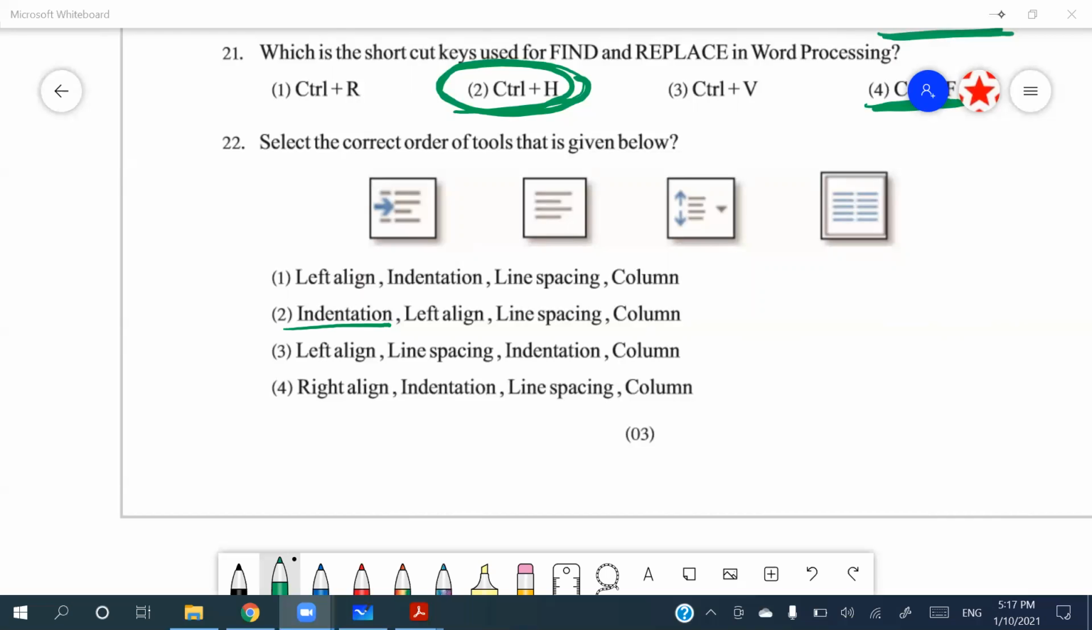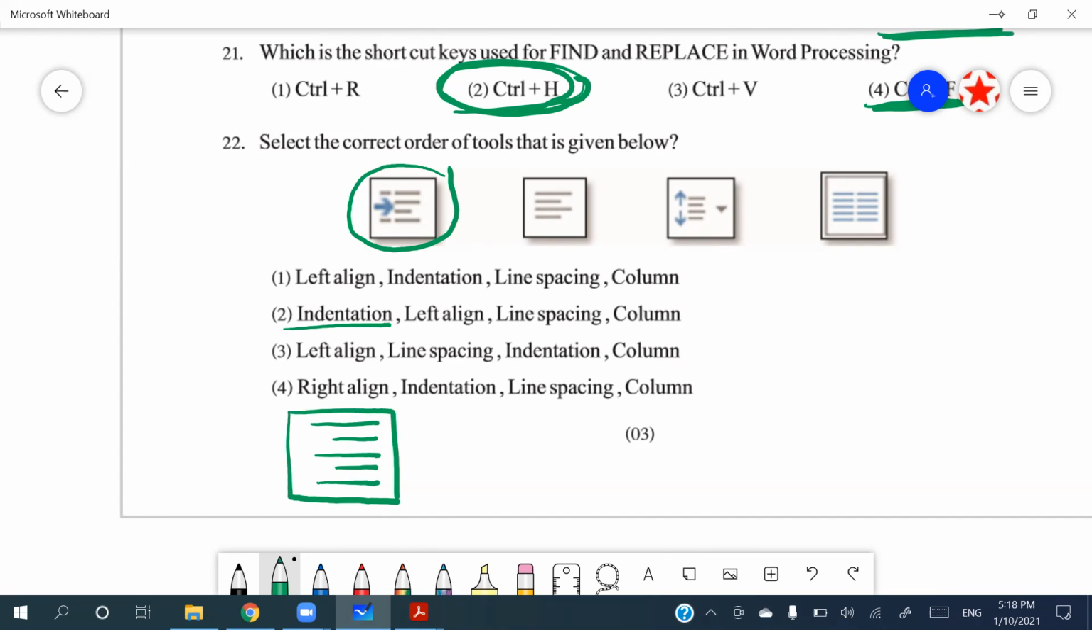Like you are asking for this 22nd? No, it cannot be that, because right alignment is not done by this. This is clearly the indentation. Right align will stay like this. Something like this. Right, so this is going to be the icon for the right alignment. Got it?